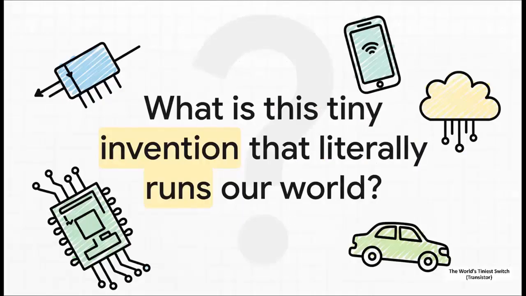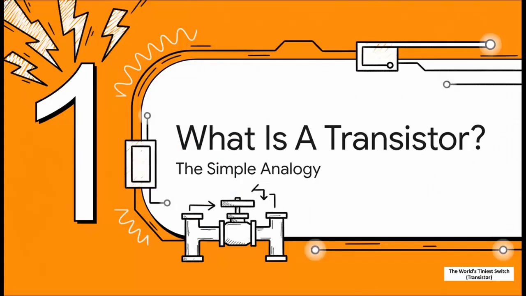This almost invisible invention that is the bedrock for everything from our phones to our cars to the satellites orbiting the planet. Let's peel back the layers and get right into it. Okay, so how do we get our heads around something so small but so important? Don't worry, you are not going to need a degree in electrical engineering for this. Turns out all it takes is a really simple analogy to understand exactly what a transistor is doing.